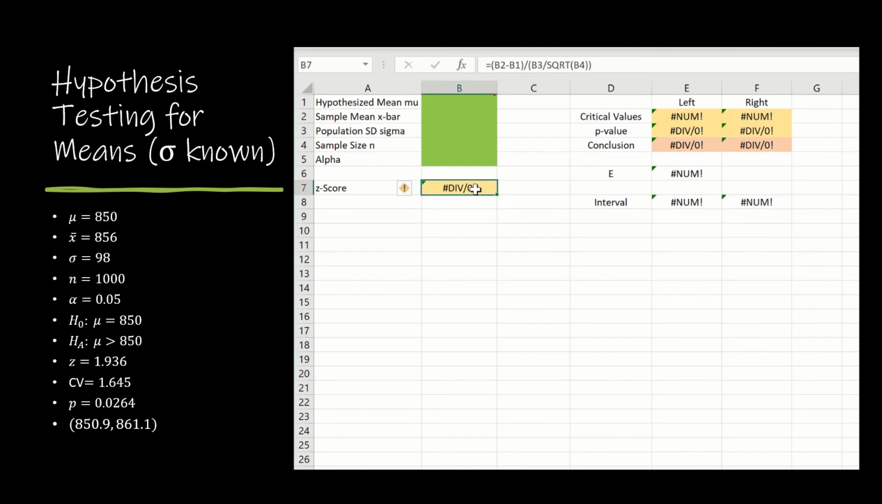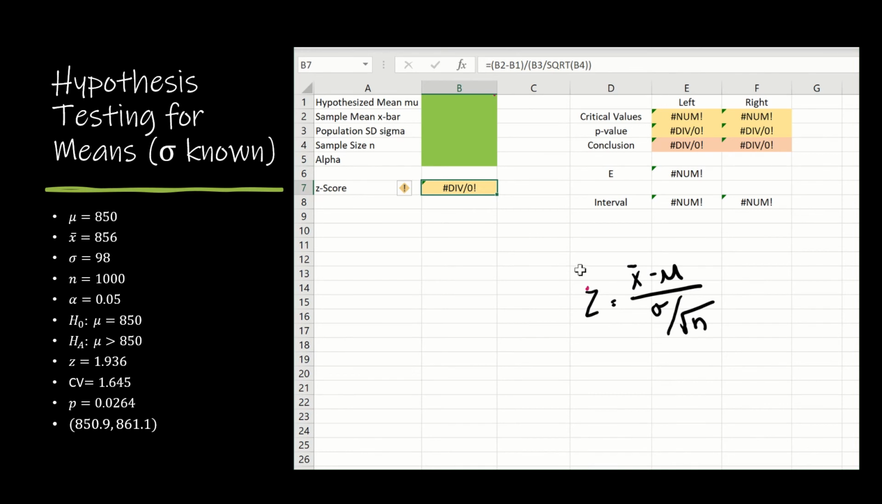Remember that a z-score is just using the z-score formula, and the z-score formula says take x bar minus mu divided by sigma divided by the square root of n. So that's all I've done in Excel. If I point back to that cell, you can see I've taken B2 minus B1, x bar minus mu, divided by, and then very important parentheses there, B3, so standard deviation, divided by the square root of the sample size. So it's going to calculate the z-score formula for me based on that formula.